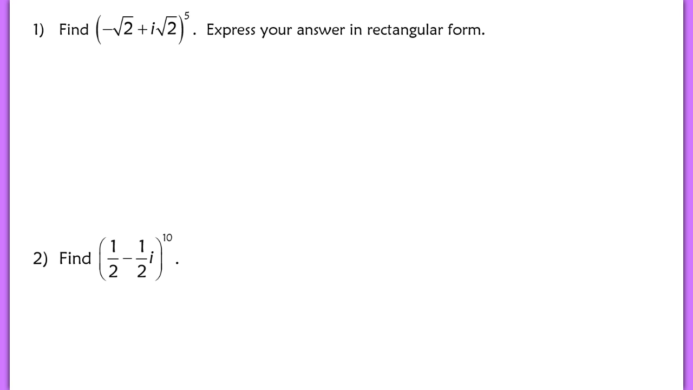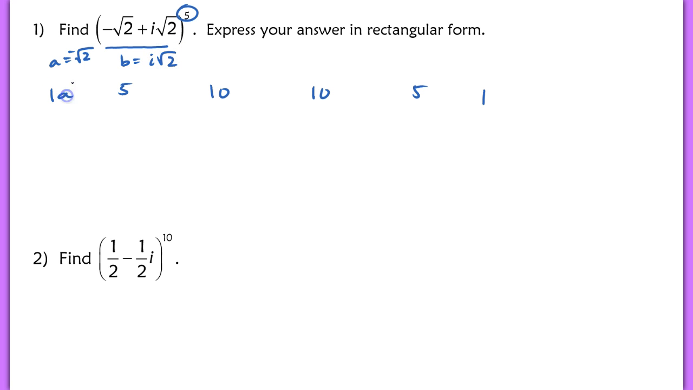Okay, here number 1, we're asked to find negative root 2 plus i root 2 raised to the 5th power. So this is currently a complex number written in rectangular form raised to the 5th power. Now prior to DeMoivre's theorem, which we are going to use on this problem, you could answer this problem using a binomial expansion and Pascal's triangle. So you could write out your coefficients, 1, 5, 10, 10, 5, 1. And then you could make your substitutions where a is equal to negative root 2 and b is equal to i root 2.